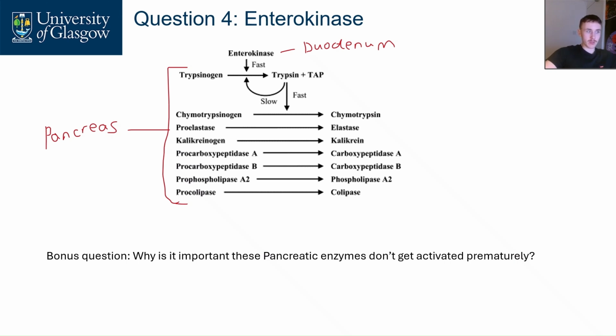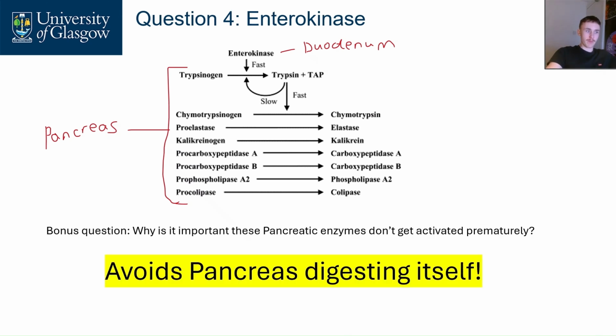So the bonus question is, why is it important that these pancreatic enzymes don't get activated prematurely? Well, it's because if that happened, the pancreas would end up digesting itself. These are powerful proteases. If they were activated inside the pancreas, trapped inside the pancreas, that would cause a lot of problems, and actually is responsible for some cases of pancreatitis, like in the case of cystic fibrosis.